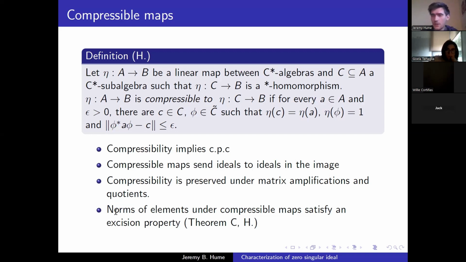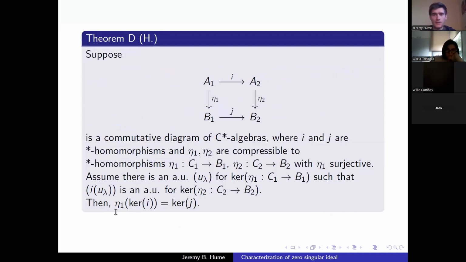If you're familiar with the excision property for the norm of an element under a star homomorphism, a similar property holds for compressible maps. If not, then you don't need to bother with this. And the main thing that I need about compressible maps to calculate these isotropy fibers is the following theorem.